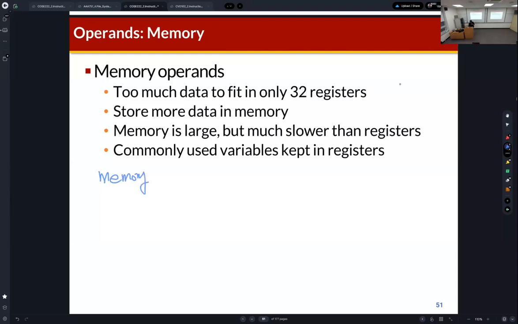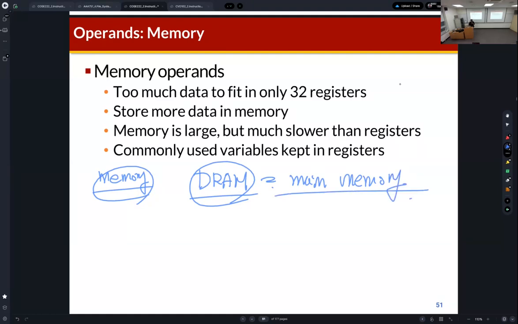And in the computer system, we use DRAM as the main memory, which means our data is actually stored in this DRAM, the main memory. We cannot use a large amount of data only using registers or immediate data. As I mentioned, the registers are very small, and in the immediate field we can just use a small constant number. So we require a large-sized memory space. Actually, most data is stored in memory. The instructions are stored in memory.